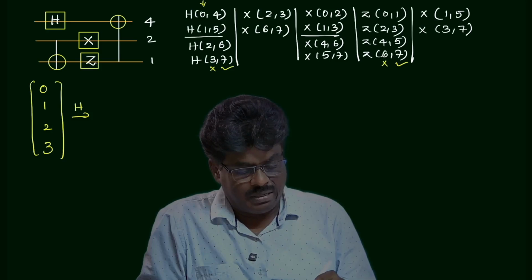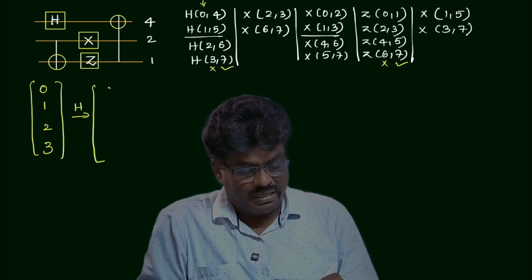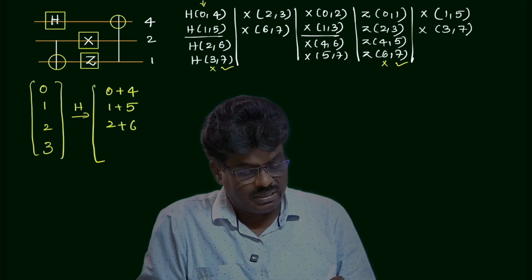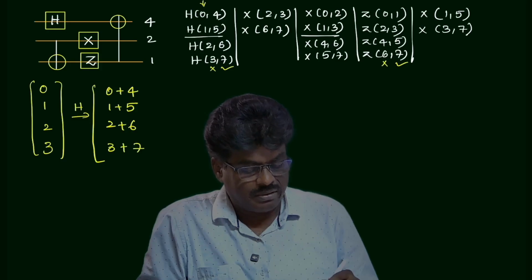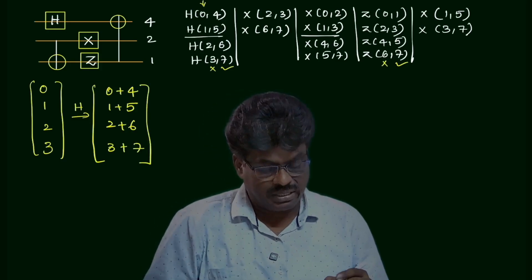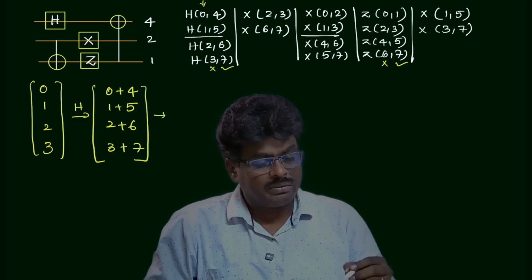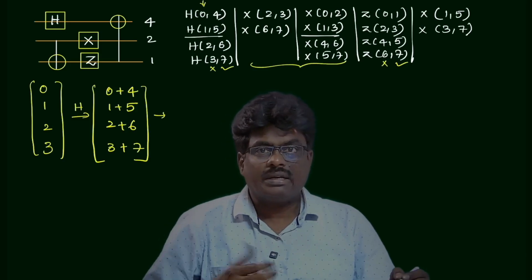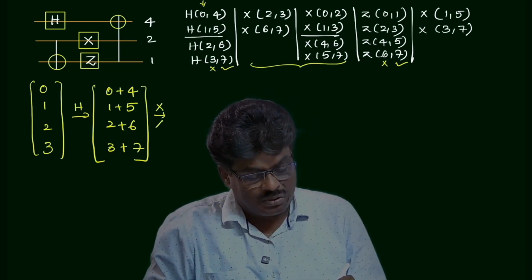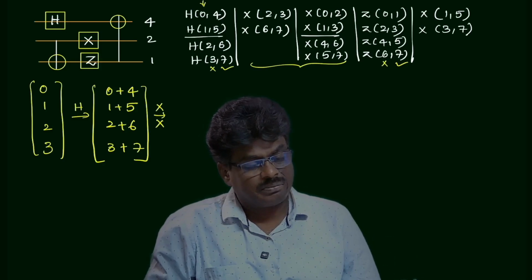So first a Hadamard. So here it is 0 plus 4, 1 plus 5, 2 plus 6, 3 plus 7. I'm not taking any normalization constant. And after that we have 2 X gates, at a time you can apply, no issue. So I'm writing 2 X gates there, only X gate.